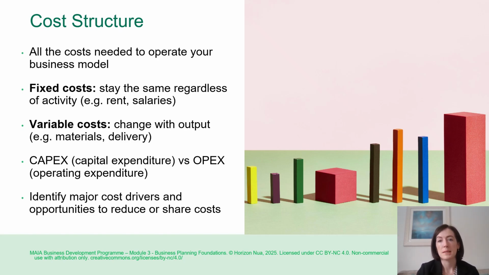It's also useful to distinguish between CapEx, capital expenditures like equipment or infrastructure, which are often one-time or infrequent investments, and OpEx, or operating expenditures, which are the recurring costs of running your business day to day. A key part of managing your cost structure is identifying your major cost drivers, the items or activities that consume the most resources, and exploring opportunities to reduce, share, or offset them. This could mean bulk purchasing, partnering with others, or finding more efficient ways to operate without compromising quality.